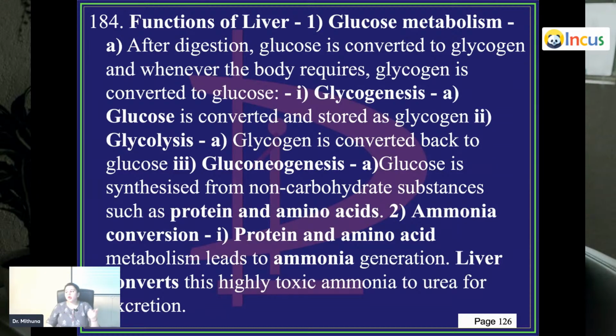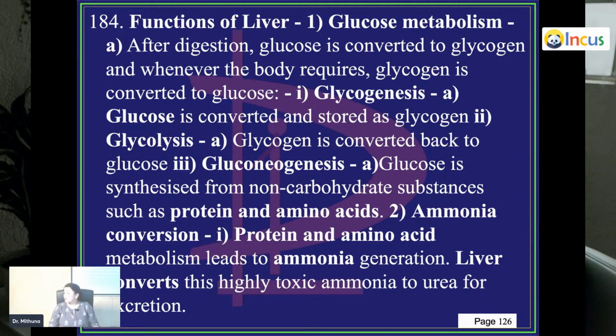And there's something called gluconeogenesis. यहाँ पे glucose is synthesized from non-carbohydrate substances such as protein and amino acids. So glycogen is not converted to glucose here. Non-carbohydrate substances such as protein and amino acids are converted to glucose. That's called gluconeogenesis. Neo is new. Newly you're generating glucose. Okay?